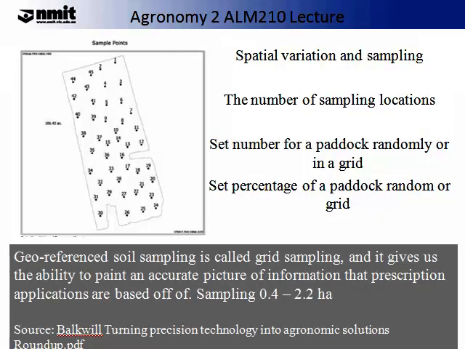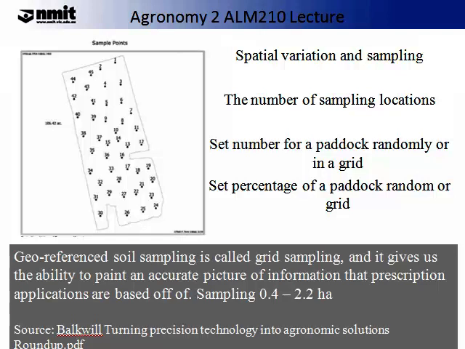Let us discuss some of the considerations of spatial variation and sampling. In order to assess spatial variation, you need a number of sampling locations. The exact number will depend on what you're sampling for. There are a number of methods that can be used. You can have a set number for each paddock, which is randomly or assigned in a grid. Or you can have a set percentage, that is, you're trying to represent a certain percentage area of the paddock. And again, you can select your sampling points either randomly or by a grid.